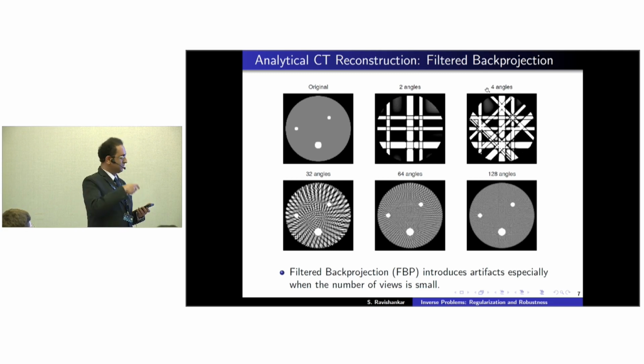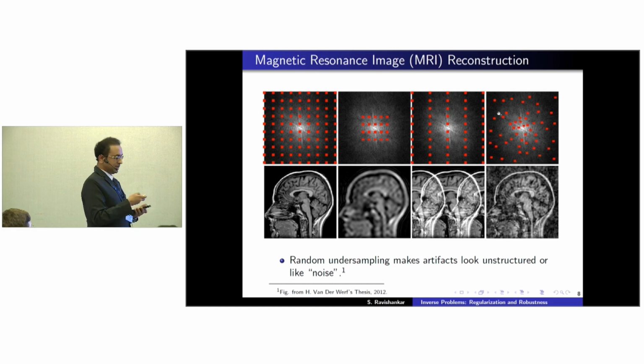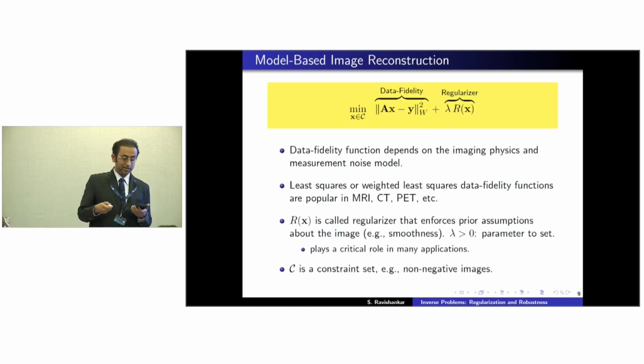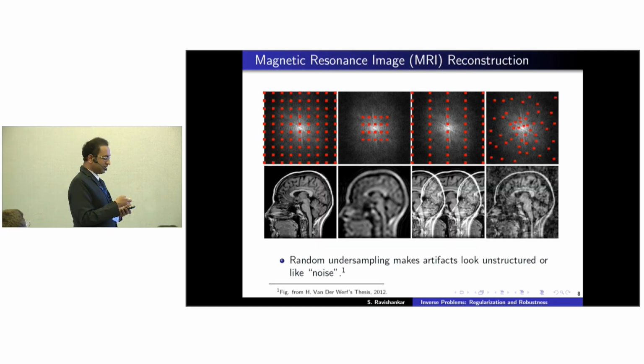In fact, one of my students will talk later in the poster session about how you can learn something that works for this few views. Another example is MRI, where the data is collected in the Fourier space of the object. So think of this as the object. This is the Fourier transform, and then samples of the Fourier transform are collected.